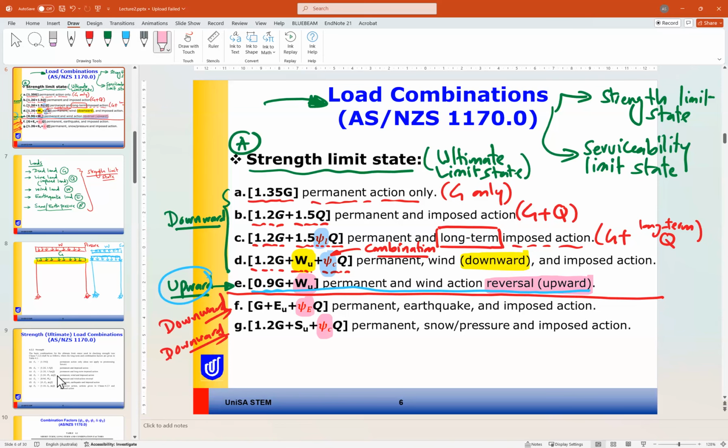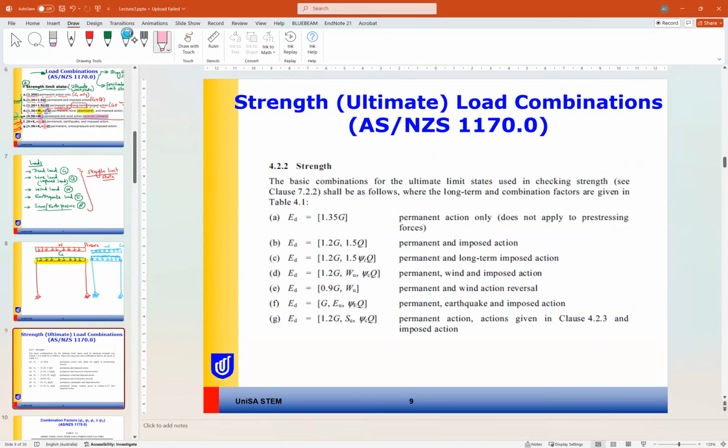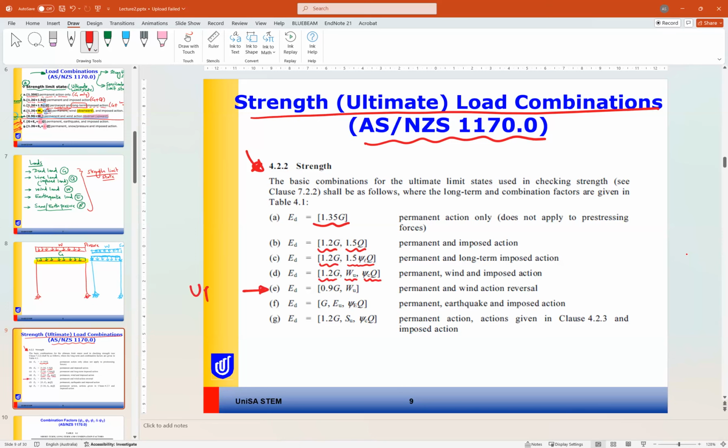Okay, if we go to the standard 1170.0 for strength limit state combination, this is how it looks in the standard. So again, we have 1.35 G, 1.2 G, 1.5 Q, 1.2 G, 1.5 psi L Q, 1.2 G, W psi C Q, and this upward load combination for wind, 0.9 G plus WU.